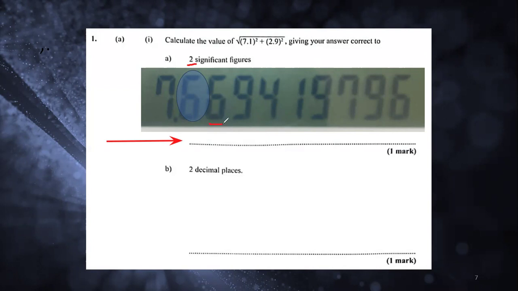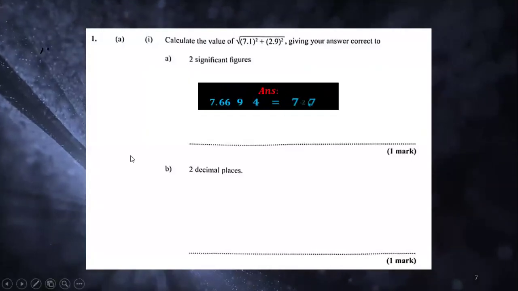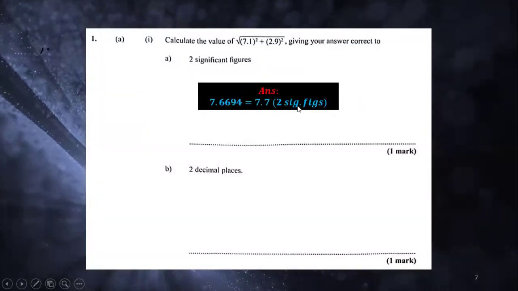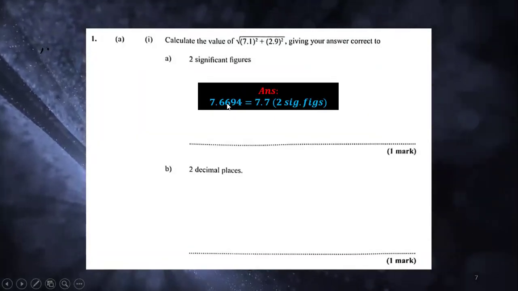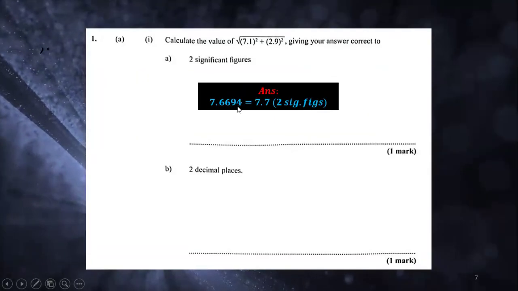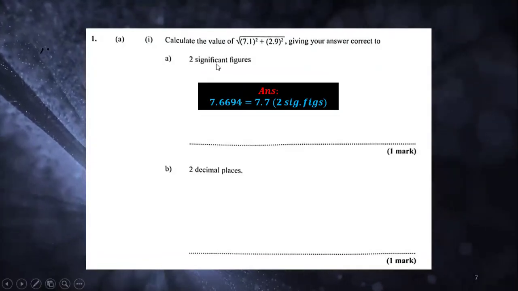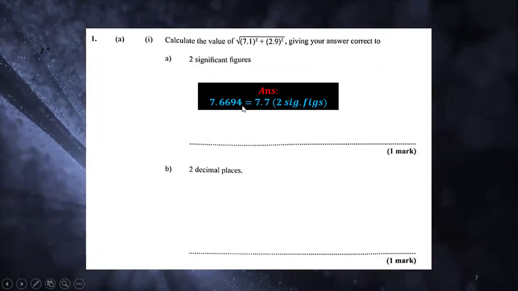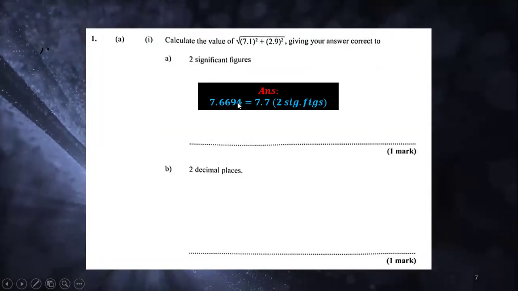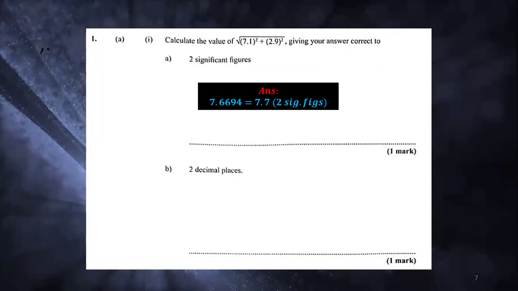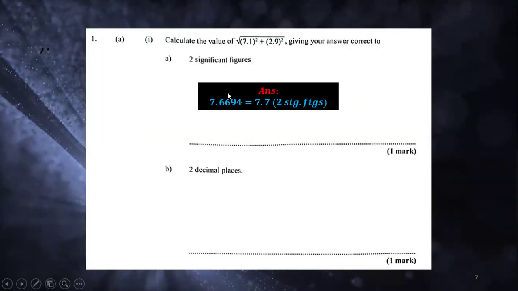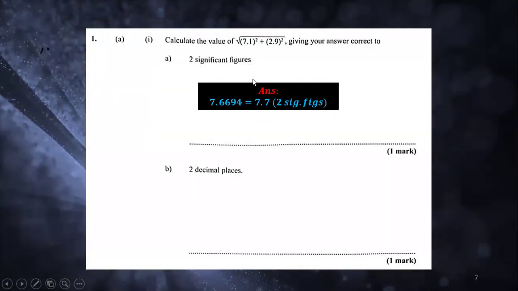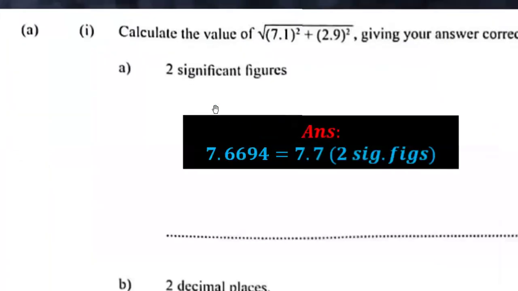When that happens, what you do is you add 1 to the 6 and make it 7. So all of this long number simply becomes 7.7 to two significant figures. Notice I wrote down 7.6694. So for the actual exam, if they want two significant figures, write down much more than two, like 4, 5, or 6. And that will give you the liberty and the better accuracy and the freedom to actually estimate for two significant figures, right?